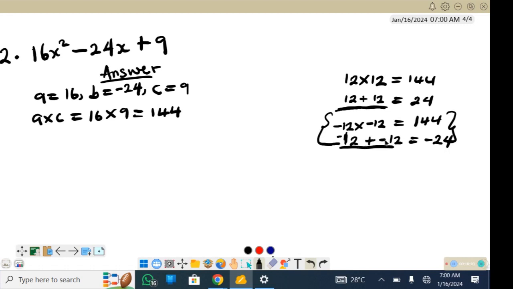Plus minus will still give me minus, so I have minus 12 minus 12. So let's come back here and do that replacement. I will have 16s squared minus 12x minus 12s. So you can see I have replaced minus 24 with minus 12 minus 12, then plus 9. Oh, we did not include our equal to 0.